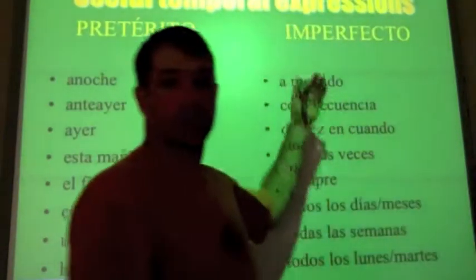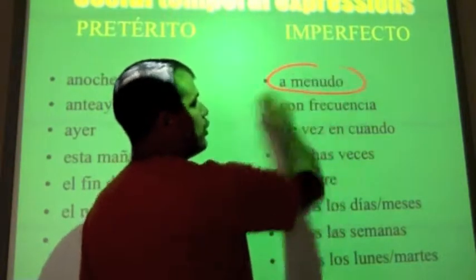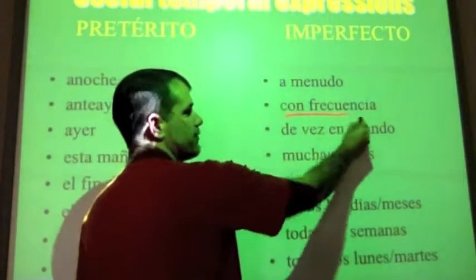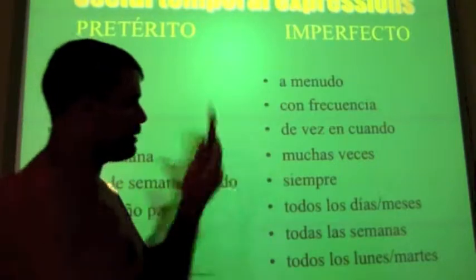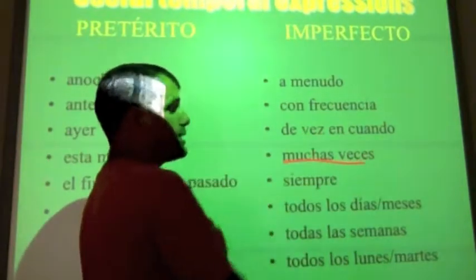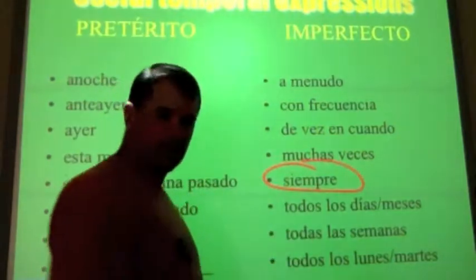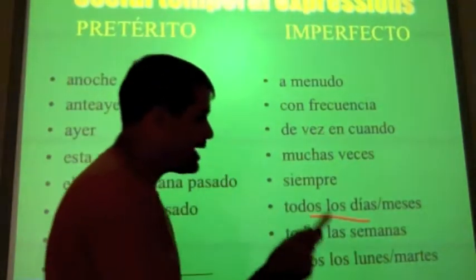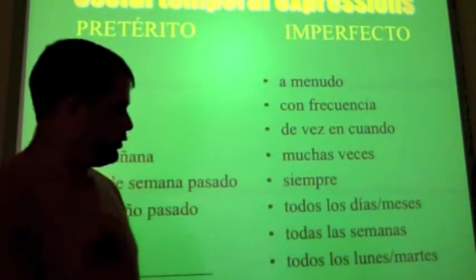Okay? As opposed to imperfect time expressions, we typically would say things like a menudo, often. I used to do this, often. Con frecuencia, frequently I did this. De vez en cuando, from time to time, I would do this in the past. Muchas veces, I would do this many times. Always, siempre, siempre I did this in the past. Todos los días, every day, todos los meses, every month, todas las semanas, every week I would do this.